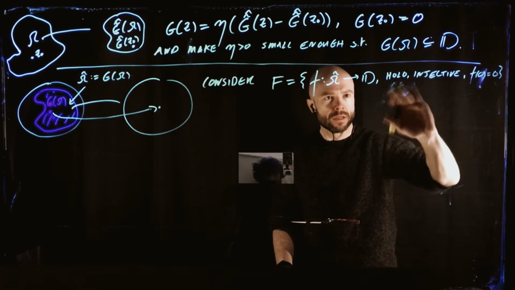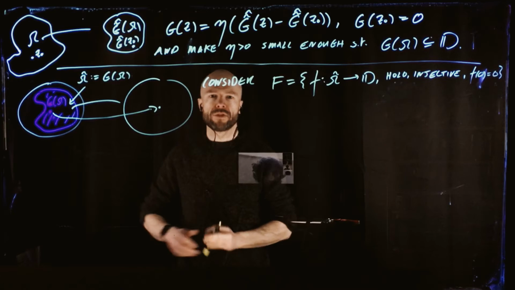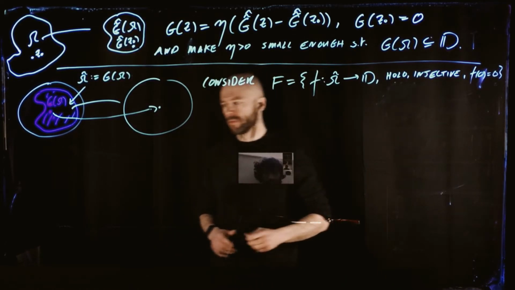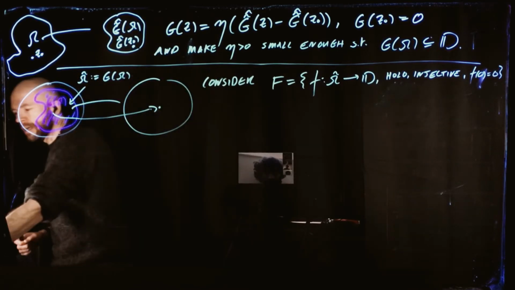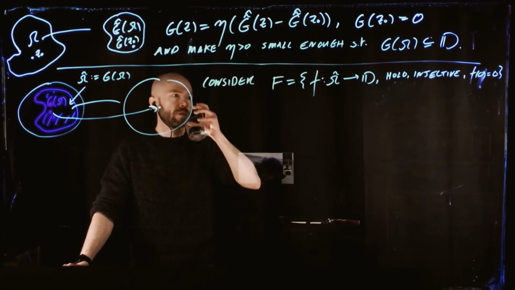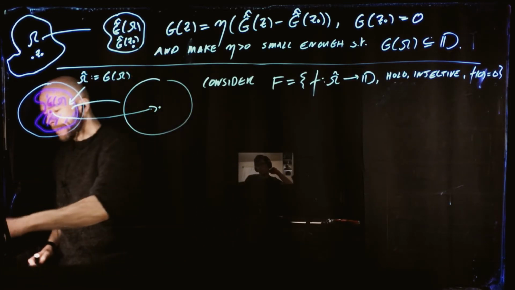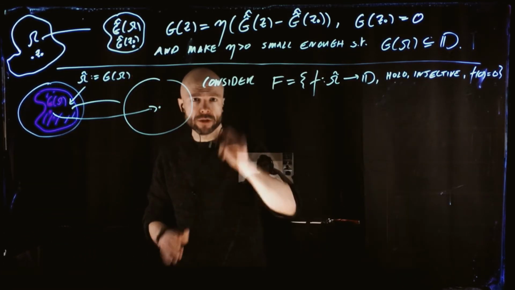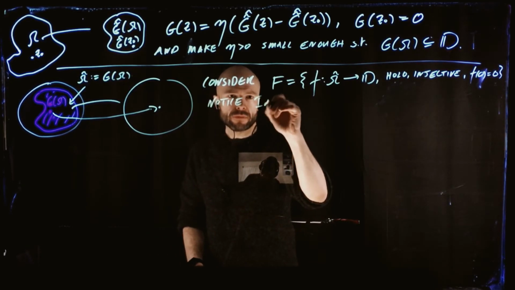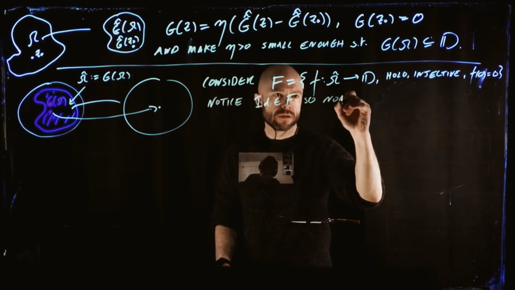Yeah? Do we know that this function class is non-empty? Do we have any examples that we can think of? Can you think of any examples inside this set of functions, family of functions? Yeah, it's the identity map. So notice the identity belongs to F, so it is non-empty.